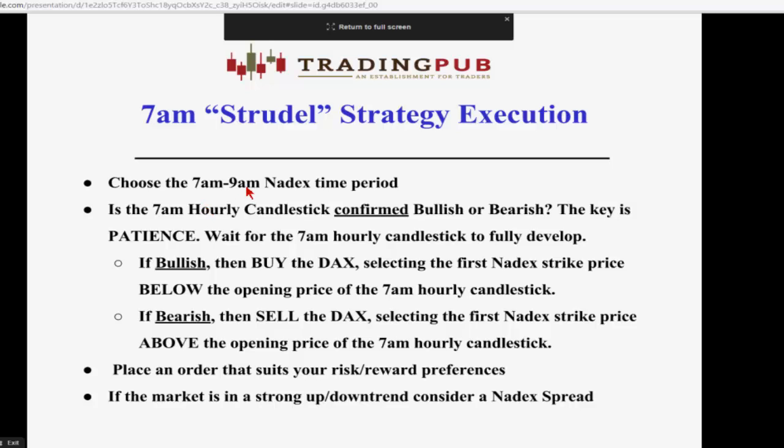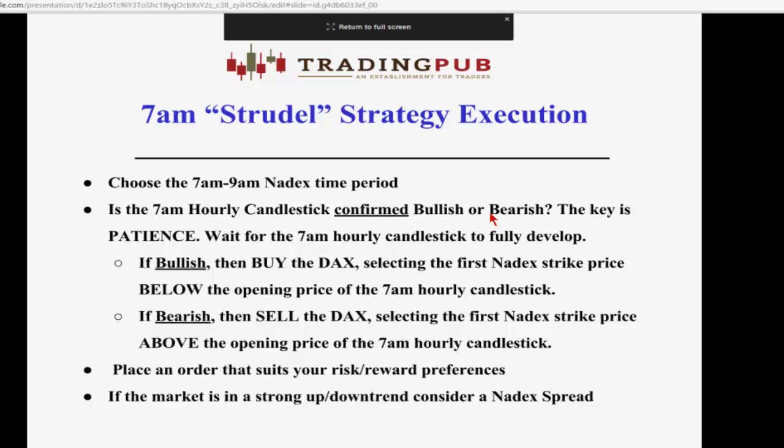Then what I do is I choose the 7 a.m. to 9 a.m. Nadex time period. I'm not going to make a decision until I'm convinced that the 7 a.m. hourly candlestick is bullish or bearish, and that requires patience, because sometimes it'll be a little bit choppy, or it'll do a quick 5-minute head fake and reverse. Usually that can take a half hour, it can take 45 minutes into the first hourly candlestick. But once I'm convinced that it's bullish or bearish, that's when I make my move.